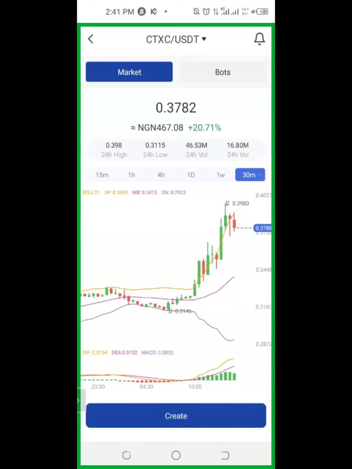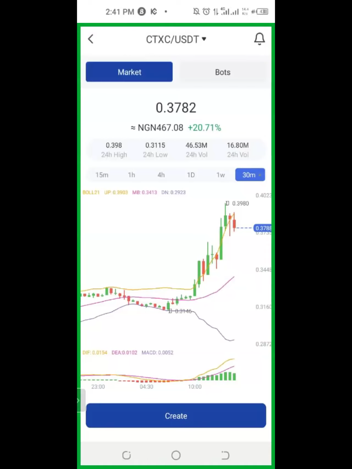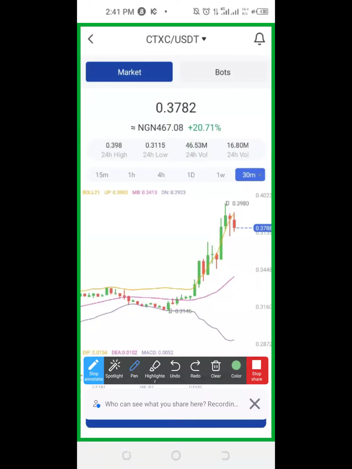You can see that this chart is on 30 minutes, because each candle we are seeing here formed in 30 minutes. If I count the candles from this green candle here until this last candle up here, it took about 7 hours for this coin to do that massive 20%.